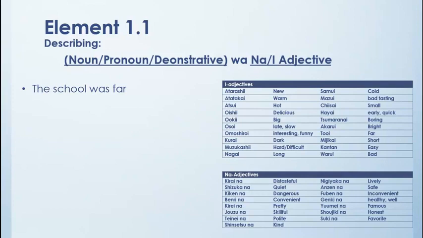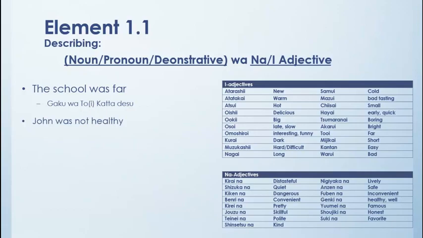Okay, so here's the answer. Gakkou wa toikatta desu. Bakit po naging ganon? Because was. Okay, so again, toi is an I adjective. Okay, toikatta desu. Now, let's have another one.